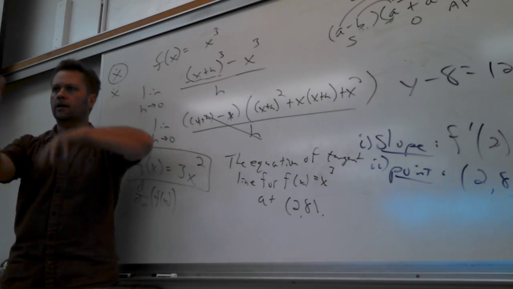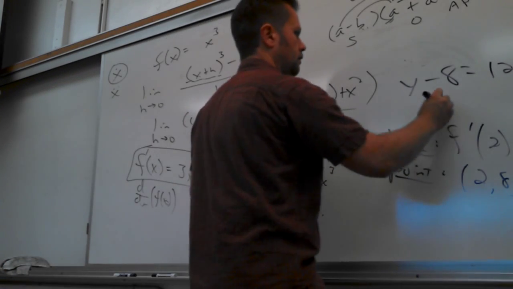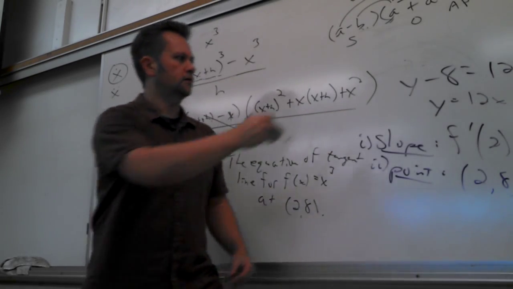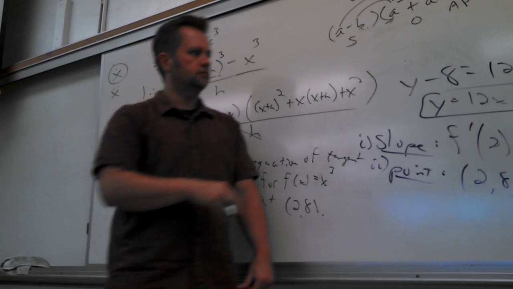And then solve that for y and make it look nicer. So that'll be y equals 12x minus 16. Yes. Yay! Jeff can add.